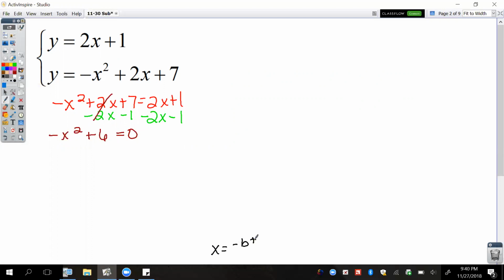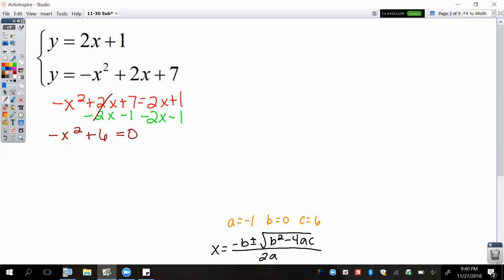The quadratic formula, again, just a reminder, is, I'm going to write it down here, x equals negative b plus or minus the square root of b squared minus 4ac, all of this over 2a. So what I'm going to do is identify each of these letters. a in this case is going to be negative 1 because this is negative 1. b is 0 because it's not there. And then c is just 6.